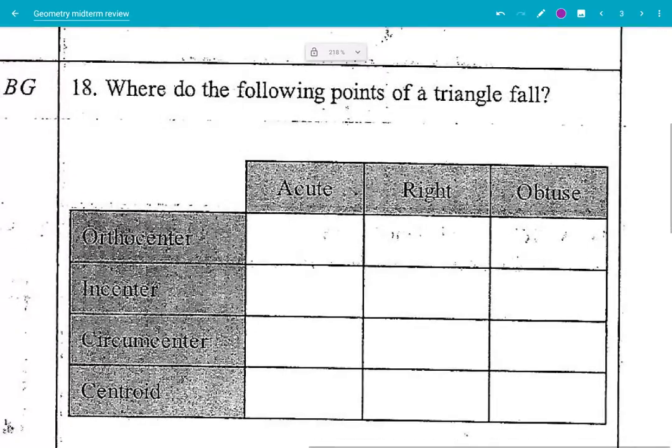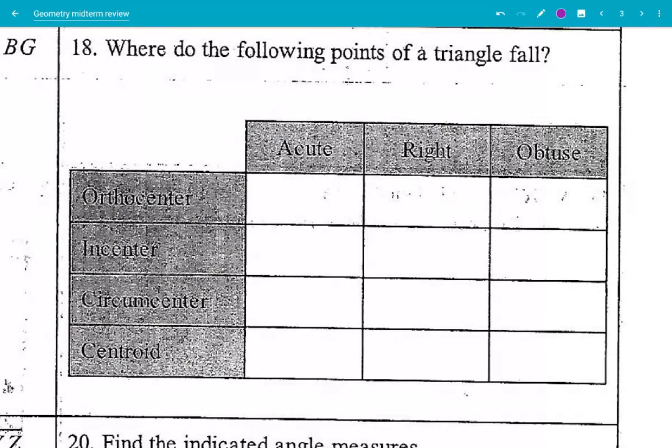All right, where do the following points of a triangle fall? The orthocenter for an acute triangle falls inside the triangle. The orthocenter for a right triangle is on the vertex of the right angle. And obtuse was outside.